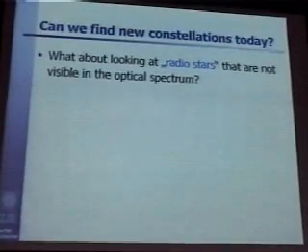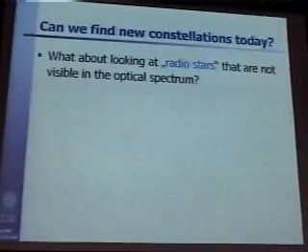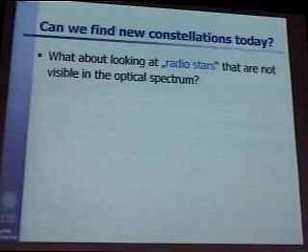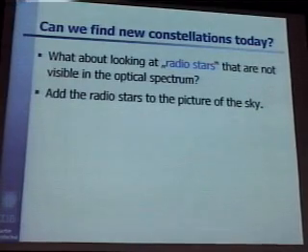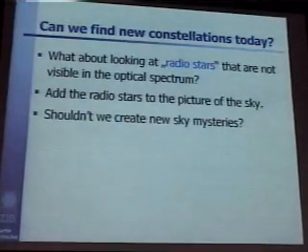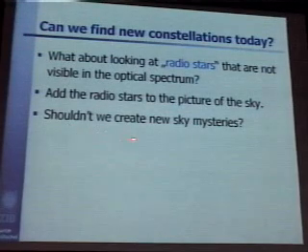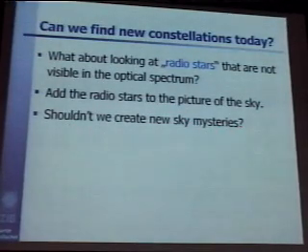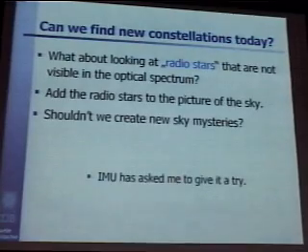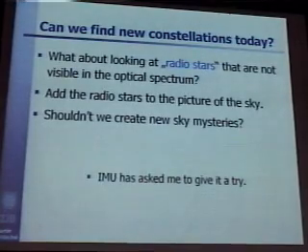Well, people have observed the sky for a long time, and they have found constellations. So here I have a suggestion. We add the radio stars, because we cannot see them in the optical spectrum; we have to go out of the optical spectrum. And then we look at pictures in the sky, and I would like to think we should start creating new sky mysteries like the ones about Orion and the dogs and Canis and so on. So IMU has asked me to give it a try.